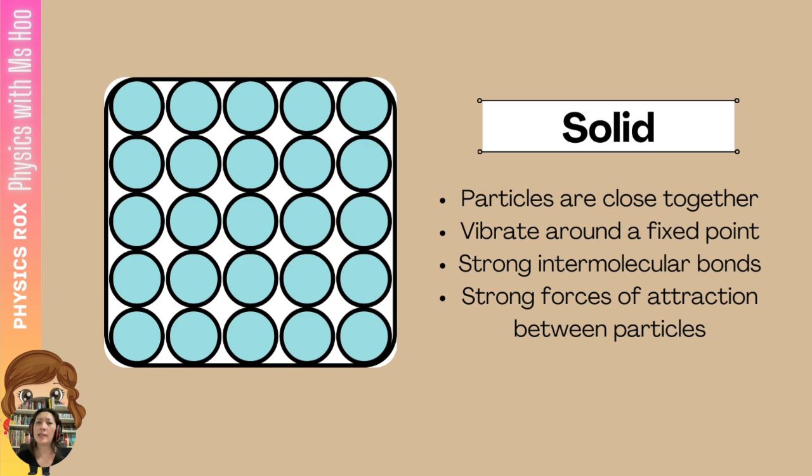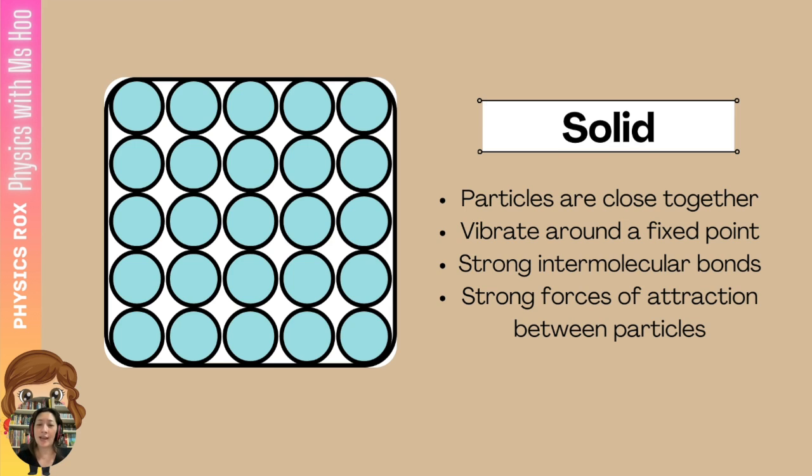Because of their closeness, they've got very strong intermolecular bonds and very strong forces of attraction between particles. So this explains why solids tend to keep their shape. And because they are so close together, they can't separate easily, which is why the volume is also fixed. Because the volume and shape are fixed, that's why solids cannot flow.